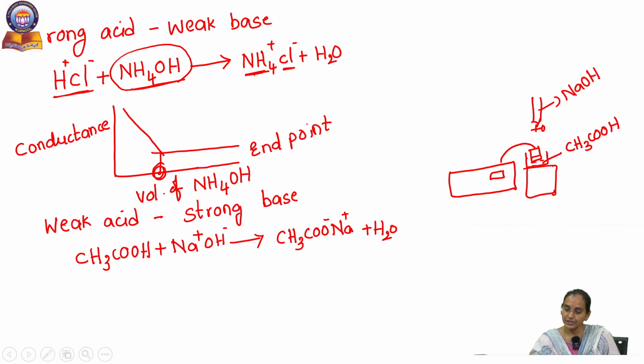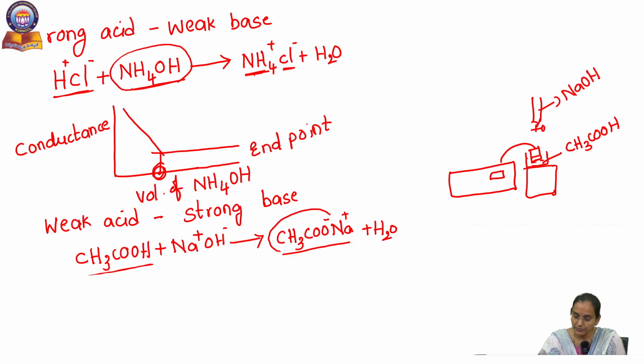Now initially this acetic acid doesn't have any conductance because it is in unionized form. With the addition of sodium hydroxide to the acetic acid, it is going to form ions like acetate ion and sodium ion. Now consider the size of the sodium ion. It is bulky and it has less mobility. So with the addition of sodium hydroxide to acetic acid, of course conductance increases, but that increase is not rapid. It is a slight increase. Why is the increase slight?